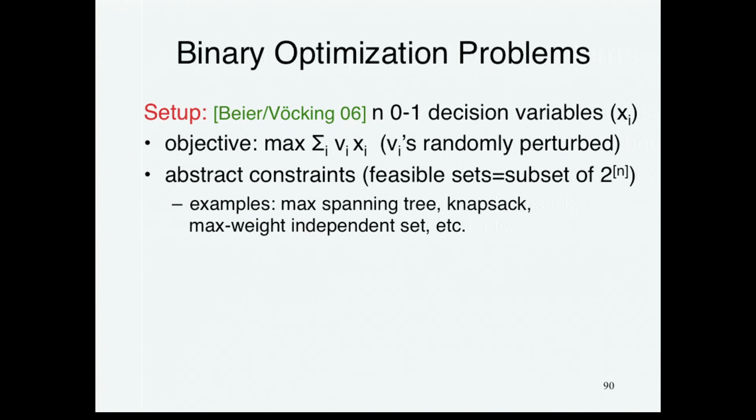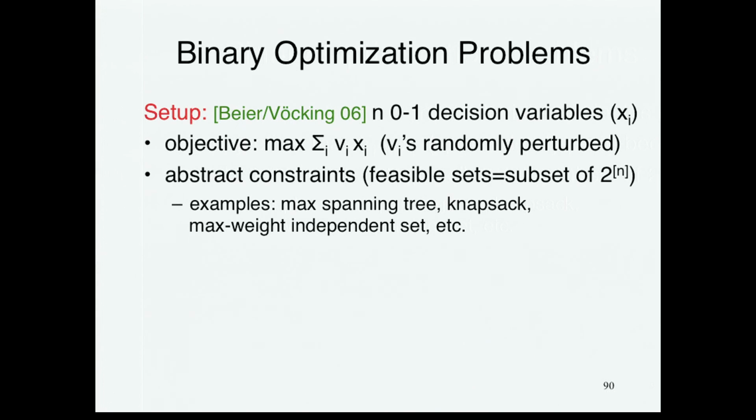So the next thing I want to mention is a really nice result of Beier and Vöcking in the context of binary optimization problems. So let me tell you what they are trying to do. Spielman and Teng used smooth analysis to analyze a specific algorithm. They were motivated by the specific case of the simplex method, and they wanted to know what its performance was.